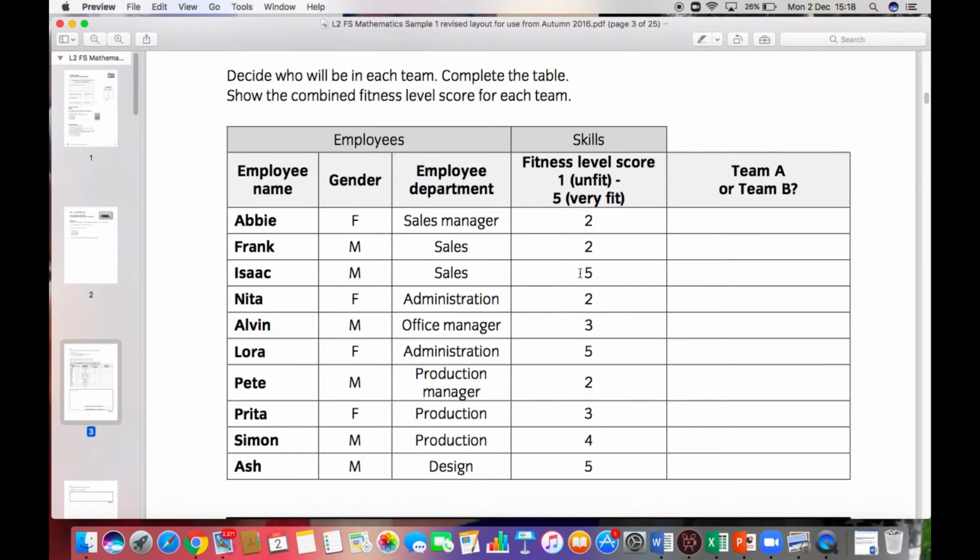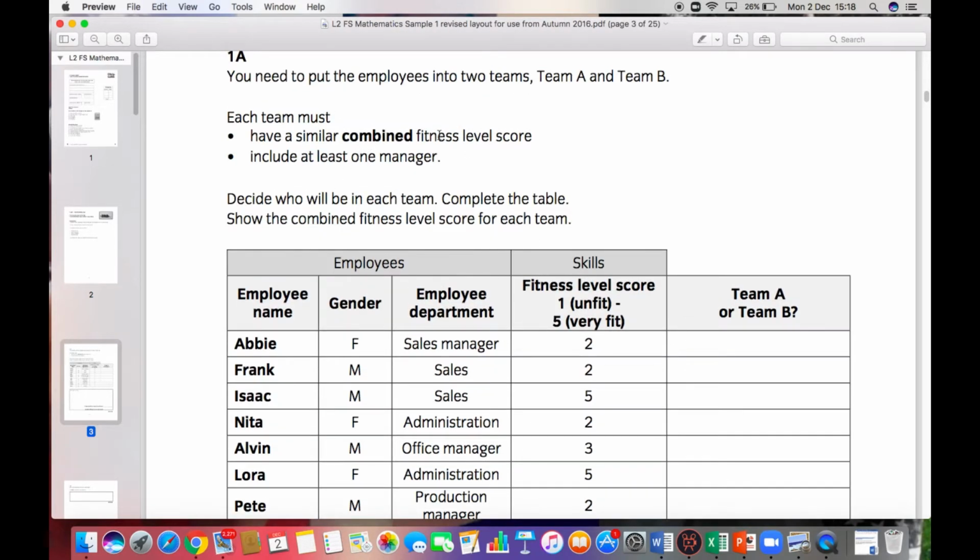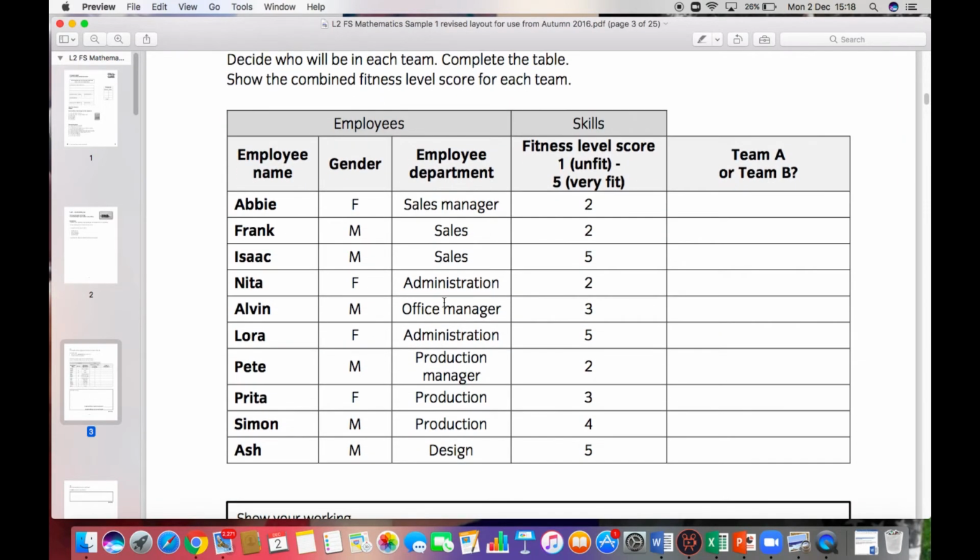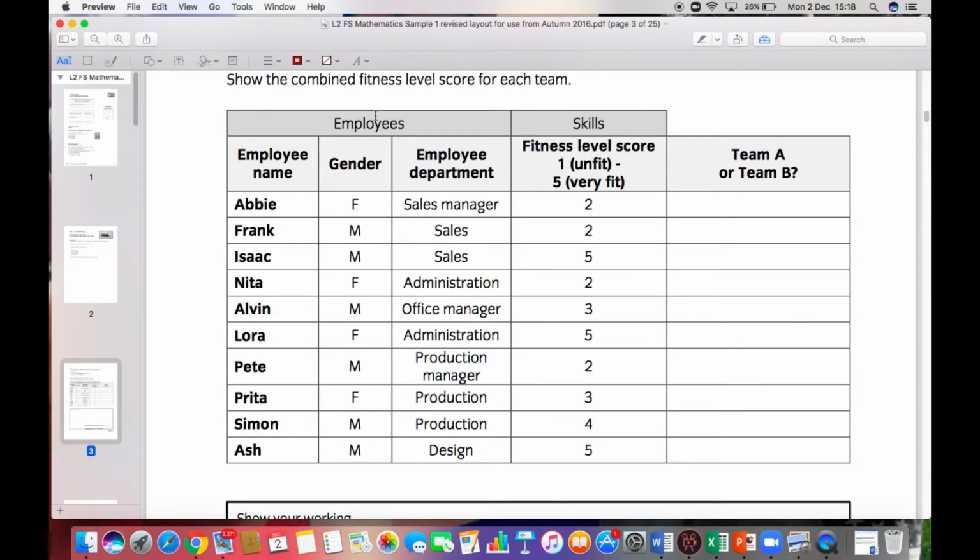So first of all, the first thing you needed to make sure was that they had a combined fitness level, but you also needed to make sure it had one manager. So first of all, I'm going to look down to my managers, and I've got an office manager, a production manager, and a sales manager. Now, the sales manager and the production manager have both got a combined fitness level of 2. So automatically what I'm going to do, because they're the same, I'm going to say that this person is on team A, make it a capital A, and this person is on team B.